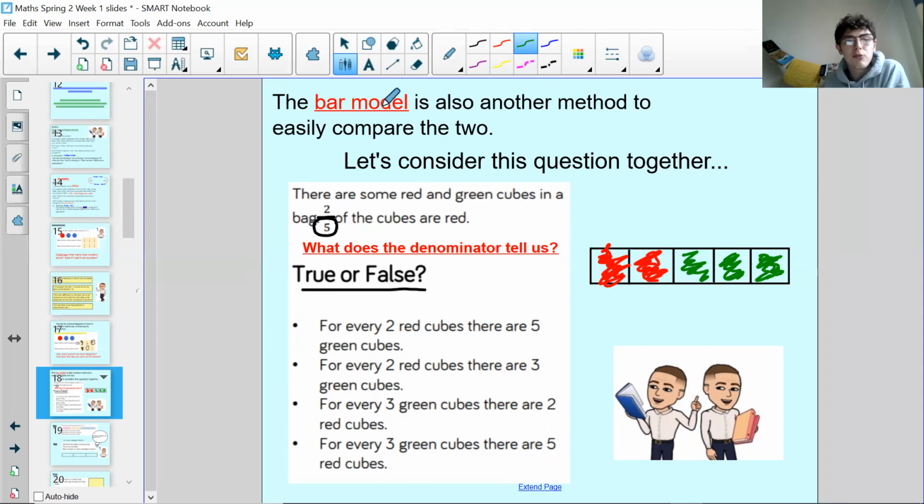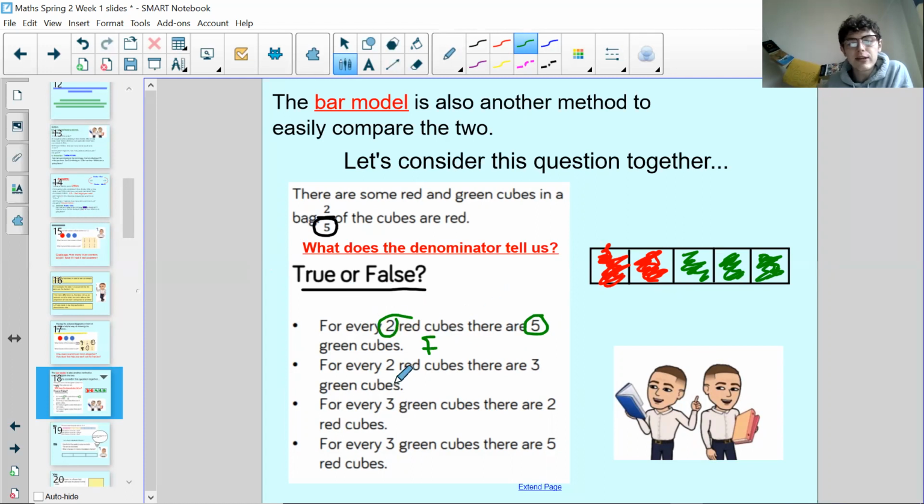So true or false? For every 2 red cubes, there are 5 green cubes. Now, we can look straight over our bar model to find out if this is true, okay? So we've got our 2 red cubes in our bar model, and it says there are 5 green cubes, but as we can see, we've only got 3. So we can tell straight away that this question is going to be false.